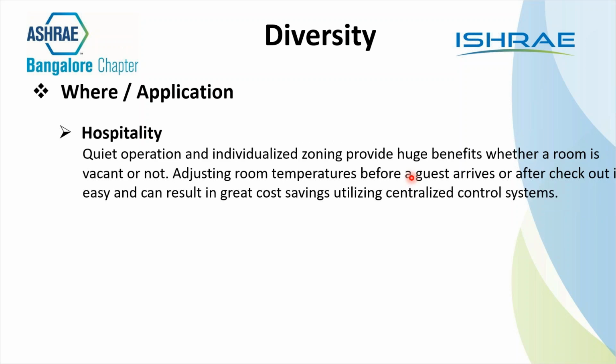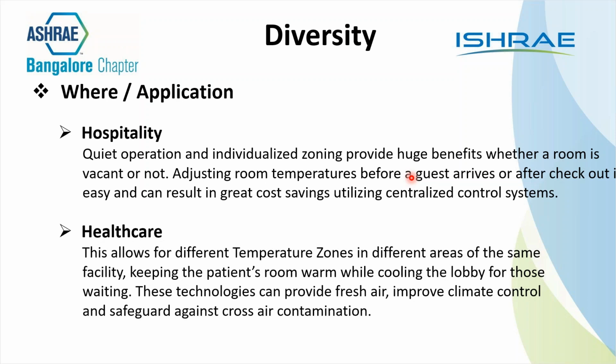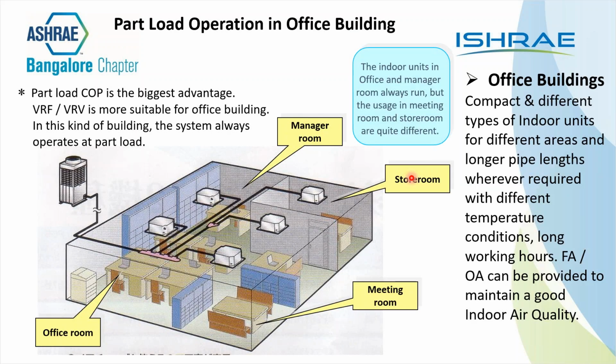Hospitality hotels, where you have, say, a 50-room hotel, and all the rooms may not be occupied. You may have only 10 rooms occupied, or 20 rooms occupied, or all 50 rooms occupied. One person may require 20 degrees centigrade, another may require 25 degrees centigrade. So room temperature adjustment is also important there. It is widely used in the hospitality industry, and in healthcare for patients' comfort, since different patients can have different comfort levels.